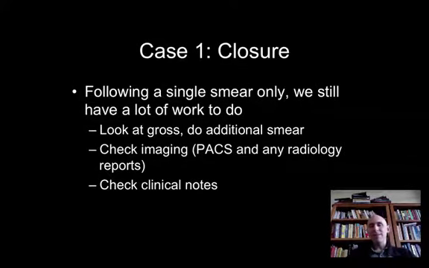Following a single smear only, you really need to look at the gross. You need to see, does this all look like benign, bland, white matter and gray matter, or is this actually looking like tumor? Tattered, yellow, rotten brown, mucoid stuff that you might do additional smears on. Check the imaging. Find out what the PACS says, and see whether it's big as all outdoors or so subtle that you can barely see it. And then check clinical notes and try and figure out. In a couple of minutes it takes you to get into the electronic medical record and the PACS system, you can learn volumes and really keep yourself from stepping on a lot of landmines.